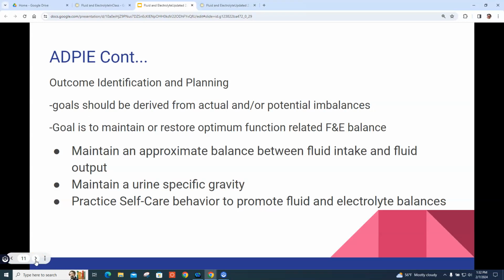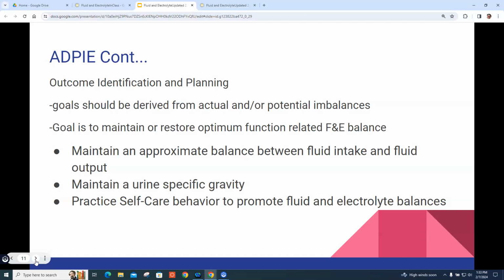Some outcome identifications and planning. So these are your goals. Remember, here I'm not writing them in the SMART format just because we don't have an actual patient to make a potential goal for them, but our goals should be derived from the actual and potential problem. So maybe the patient is at risk for injury because they are dehydrated and they're dizzy and have orthostatic hypotension. So, those things mean that they could potentially fall and injure themselves.